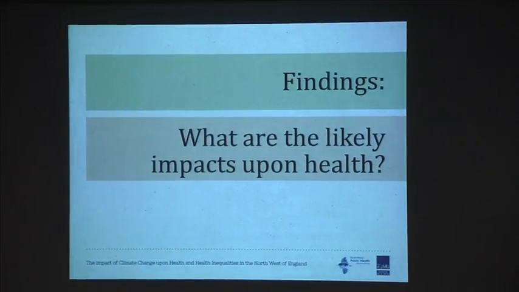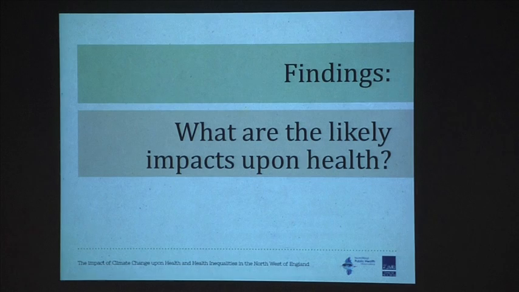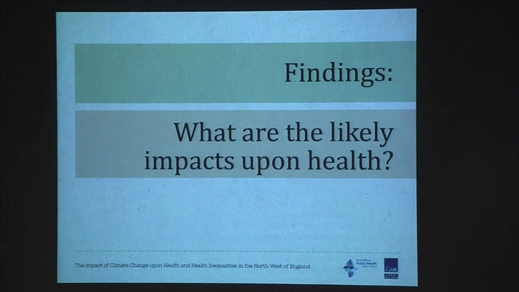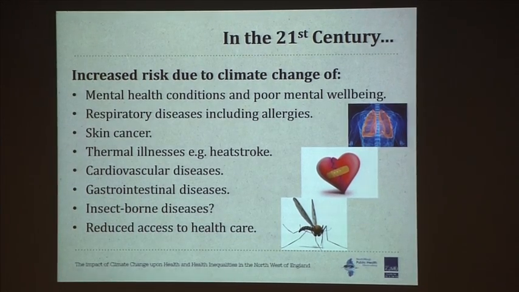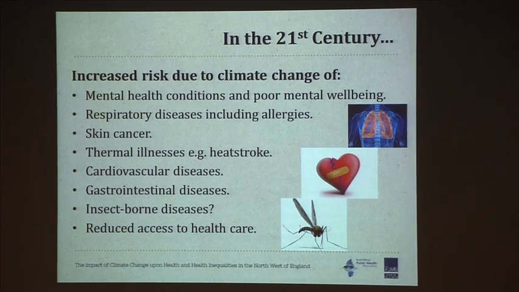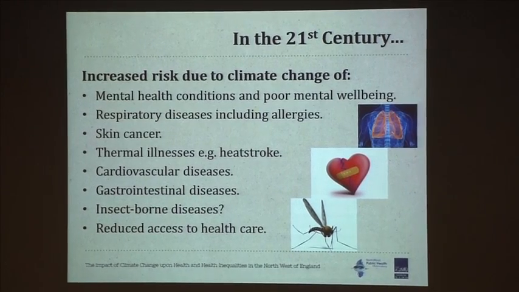So moving on to the findings, what are the likely impacts on health? This was really what came out of the literature review, and in the report there's a great deal of detail about each different aspect of health that we identified. I've summarised them here, but I haven't got time to go into any detail. As I've said, there's much more detail in the report. But these 8 different aspects of health we identified as being particularly at increased risk due to climate change this century. So again, these are things that are starting to become more at risk now, but we'd expect that over the next 80 years or so, as the climate changes, the risk will increase further.